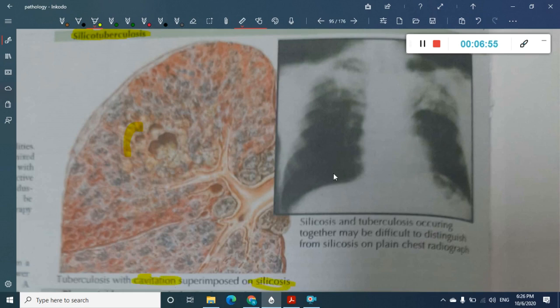Then this is the X-ray feature. Here you see, this has not much difference. If it is normal silicosis, you should have hilar lymphadenopathy, which I have told you. But here there is no hilar lymphadenopathy. What do you see here? Only this part of opacification and this part of opacification. So it's actually difficult to distinguish silicosis with tuberculosis from only tuberculosis, or from other X-rays. As a result, in X-ray you can't differentiate silicosis and tuberculosis.